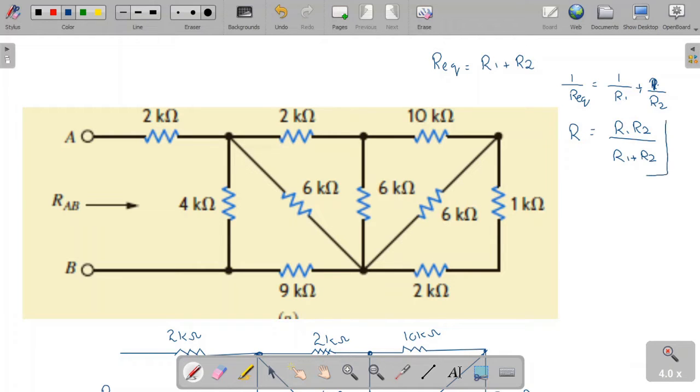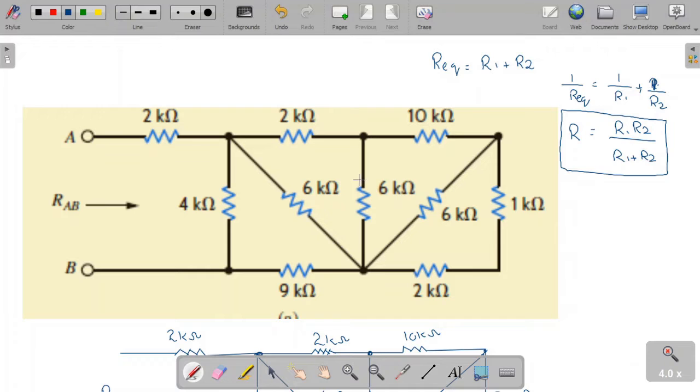So you need to keep these two things in mind, that the equivalent resistance in case of series is simply equal to the sum, and the equivalent resistance in case of parallel is equal to the multiplication of the two parallel resistors divided by the addition of the two resistors.